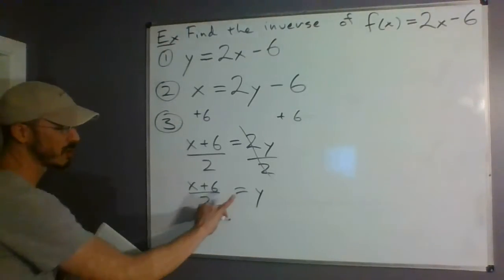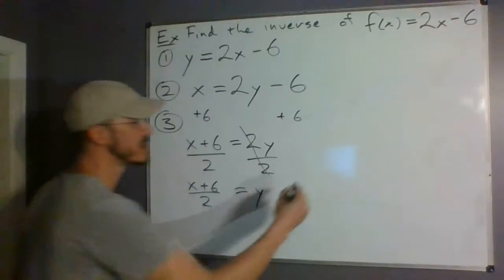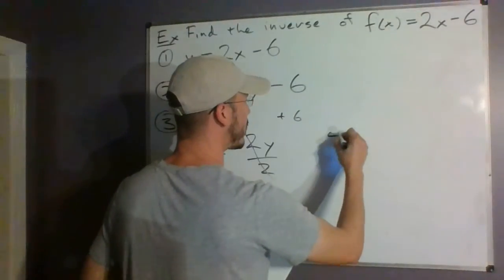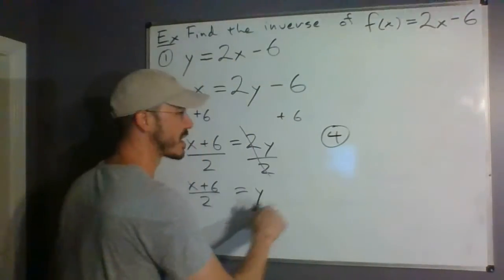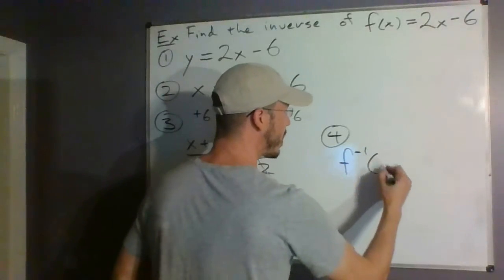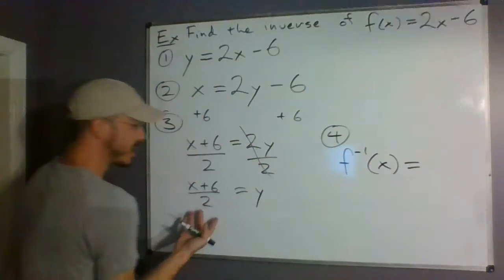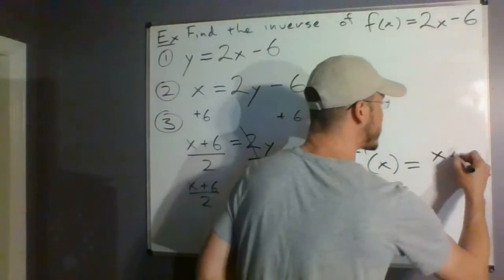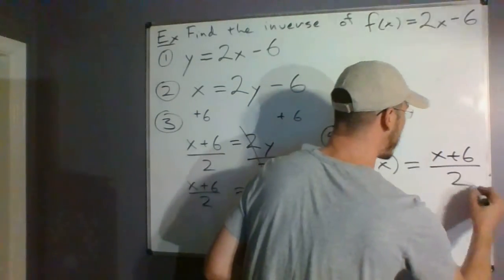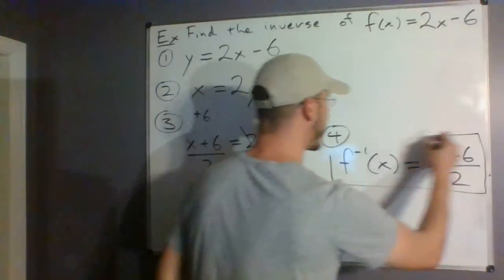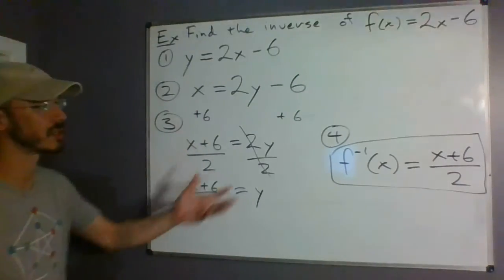And it looks backwards. You could write it the other way. In fact, in step 4, I'm going to replace that y with f inverse of x. But the other side is the formula, x plus 6 over 2. And that's the inverse function. So my fourth step actually gives me the answer.